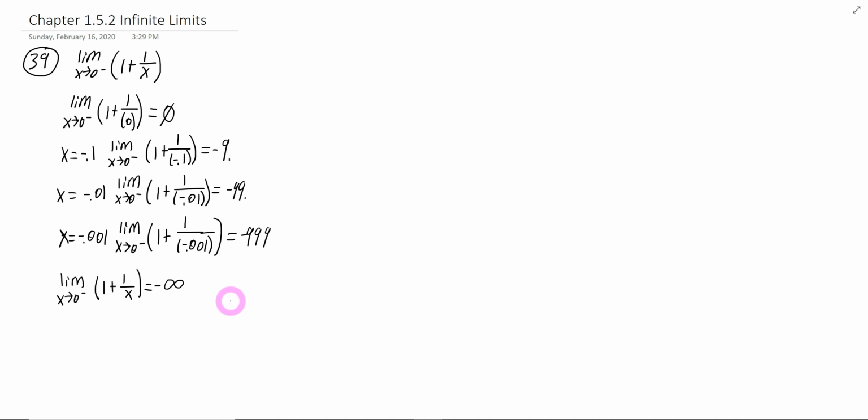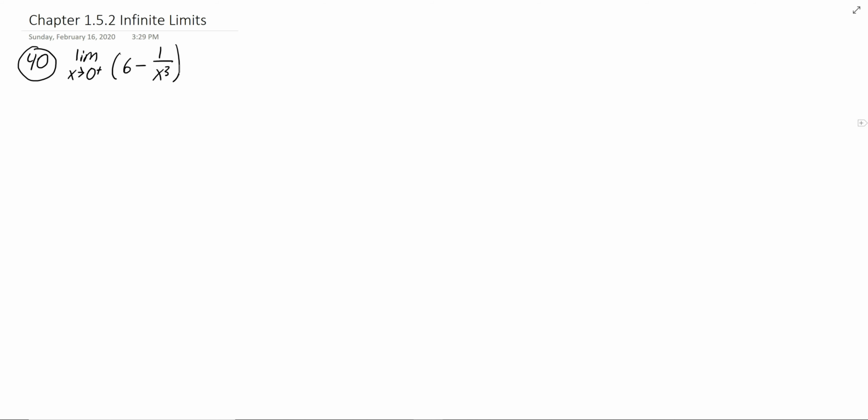So we have to say that we're going to go to negative infinity. Alright, now we have question number 40. And 40 is a little bit of an interesting one here. It's relating with the limit as x goes to 0, but this time to the right of 6 minus 1 over x cubed. So with this one, we're going to initially do our direct substitution.